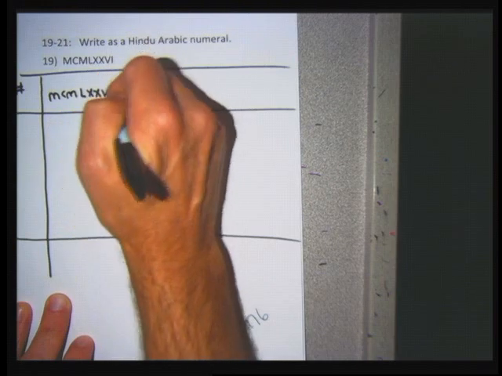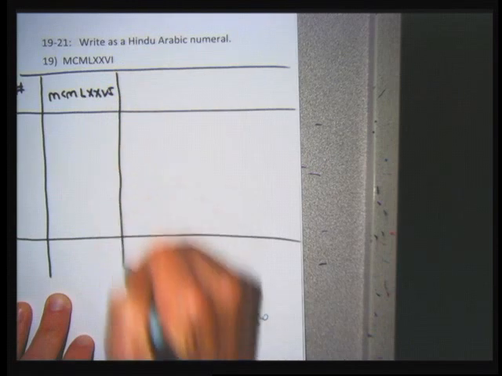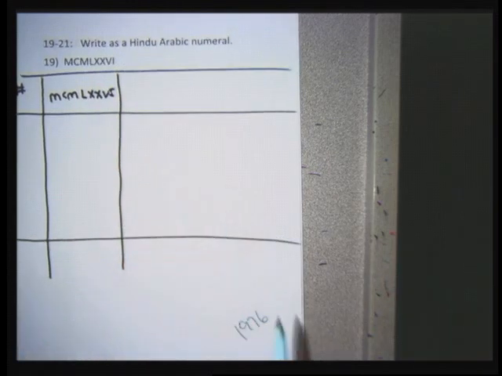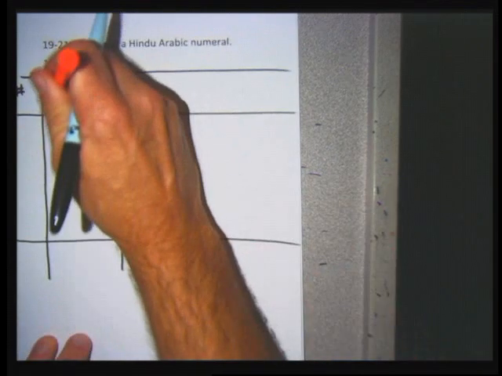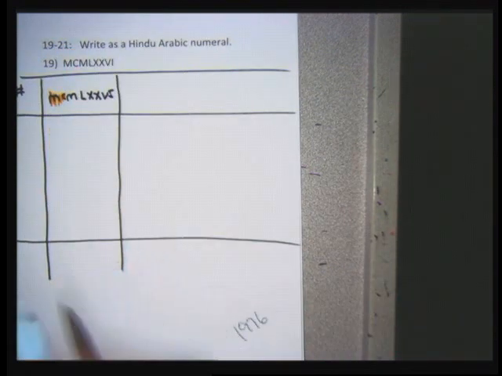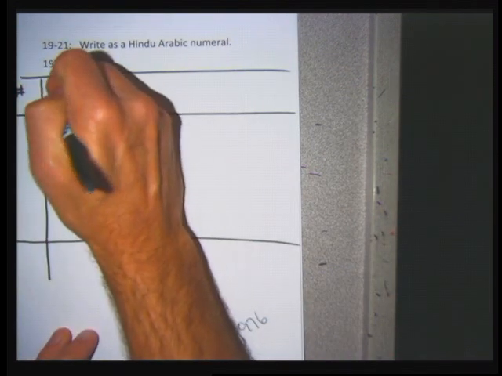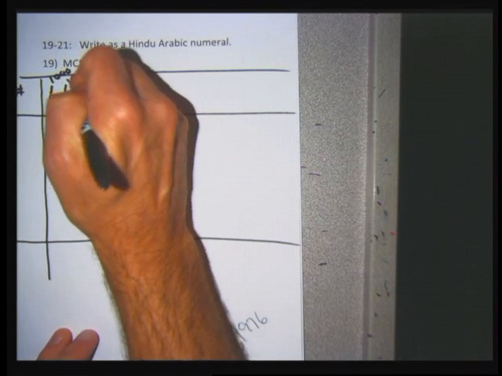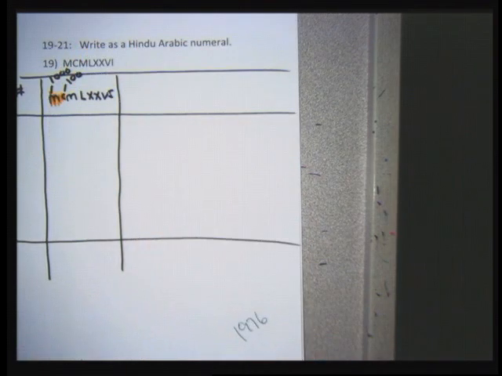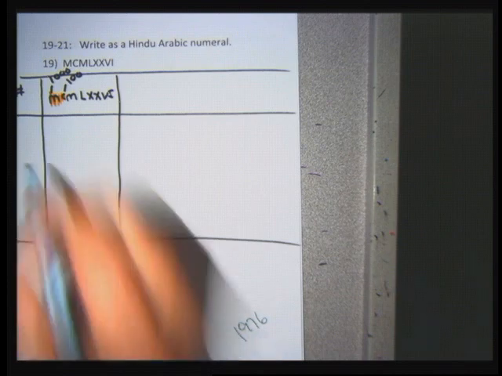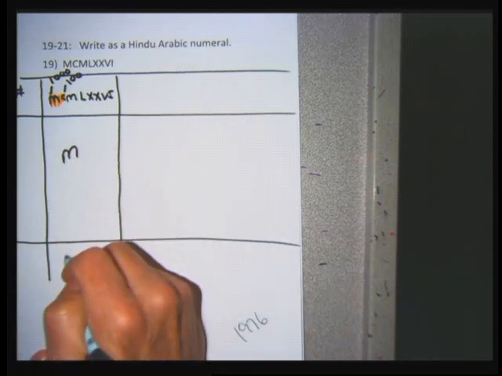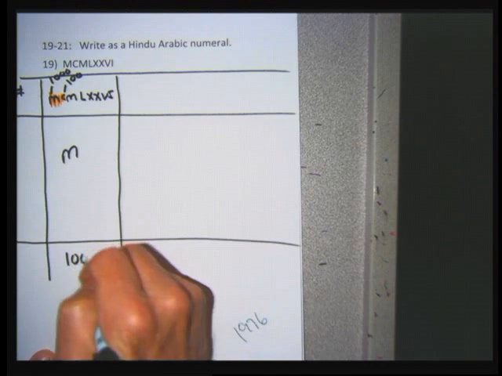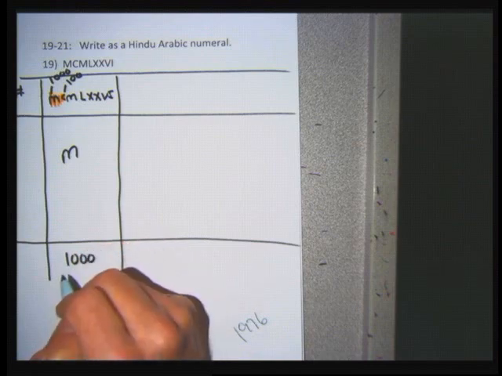MCMLXXVI. It's way too long. Now I highlight the first two letters and write what each is equal to. M is equal to 1,000. C is equal to 100. If the bigger letter is written first, you only bring the bigger letter down and you take its value. If the bigger letter is written second, you'd bring them both down.